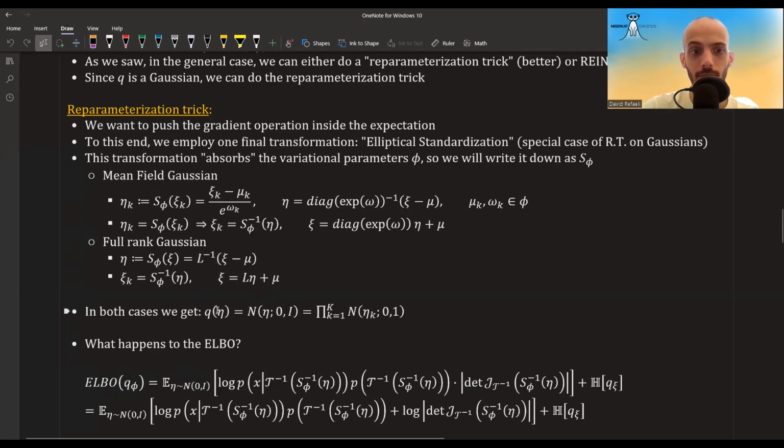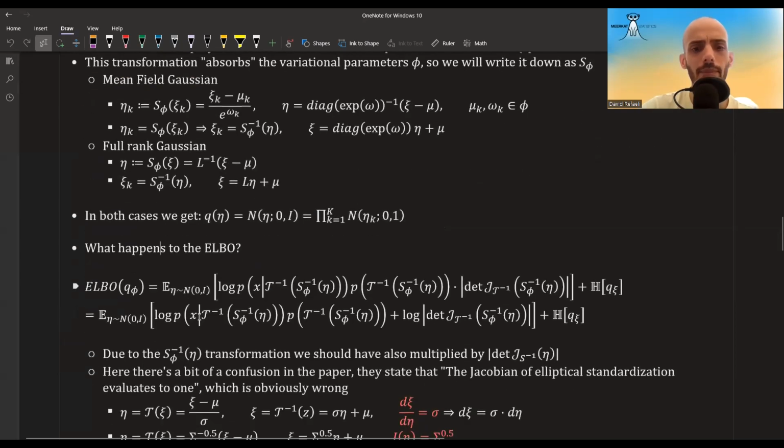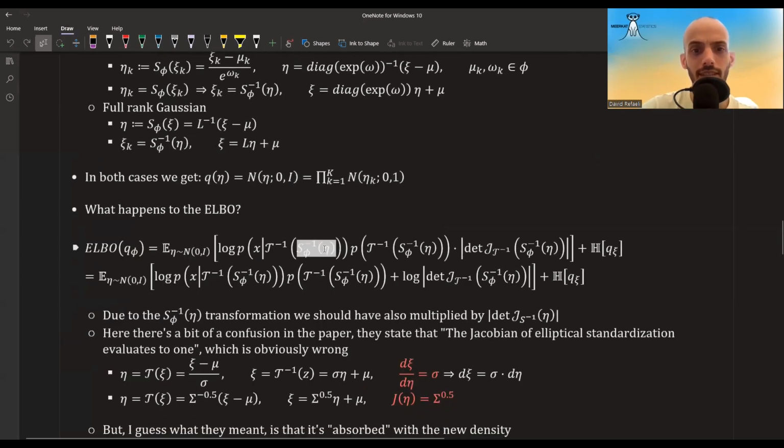In both cases, we get that the new quantity, so we moved from Xi now to eta. So the new quantity, the distribution of eta, is standard normal with 0 and an identity matrix, which can also be factored into the product of the individual dimension standard normal in 1D. What happens to the ELBO? So instead of Xi, we are now writing the inverse transformation of eta.